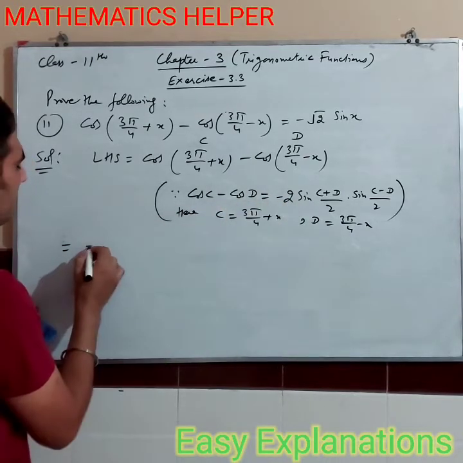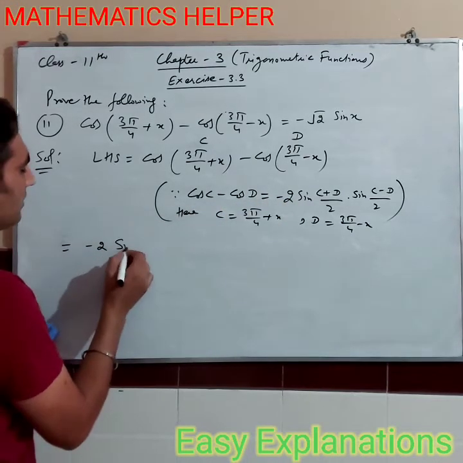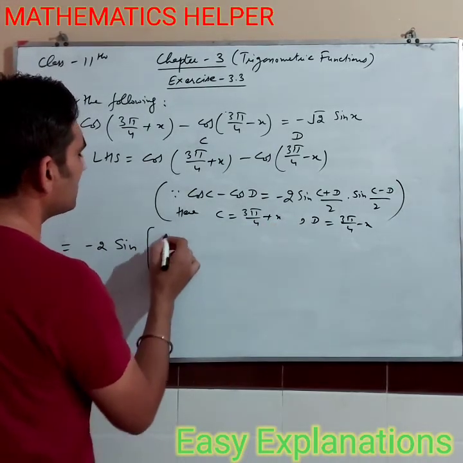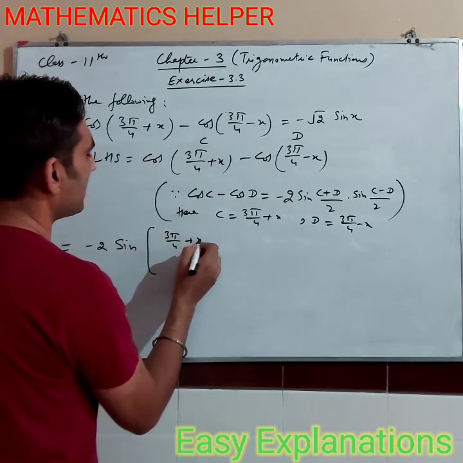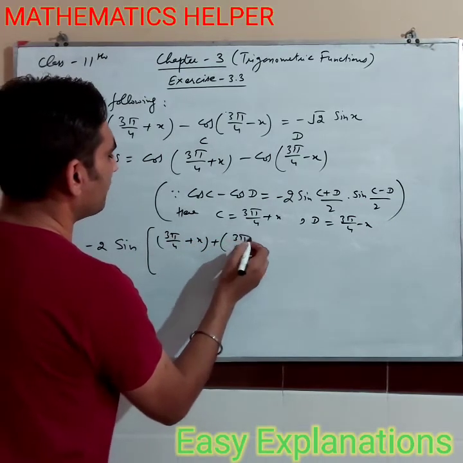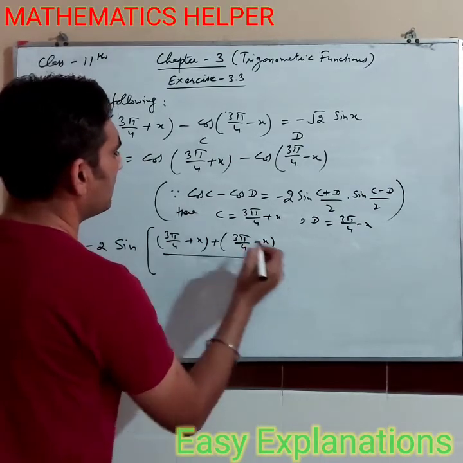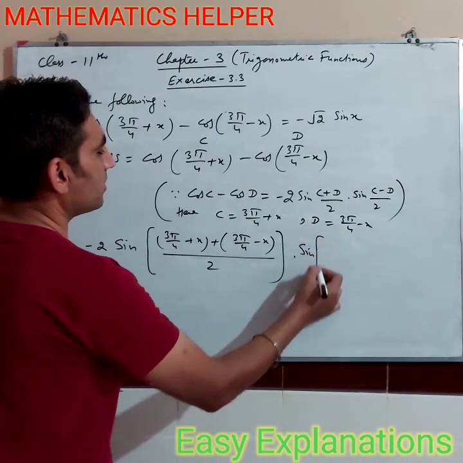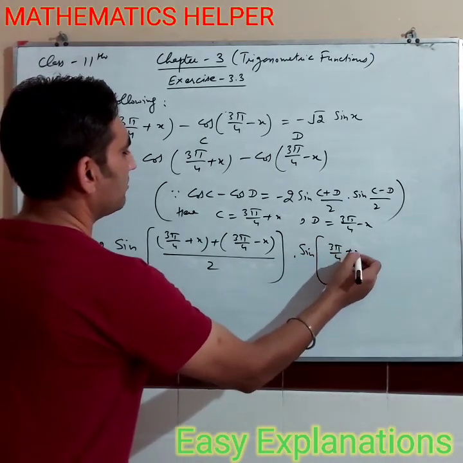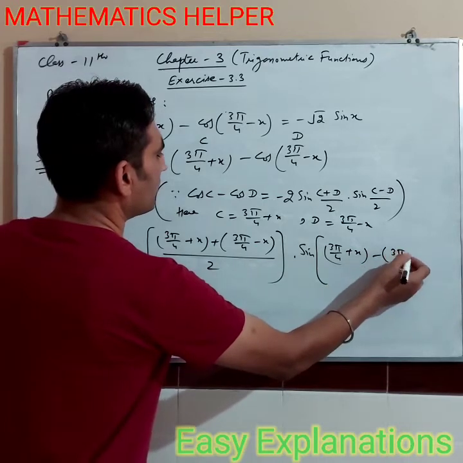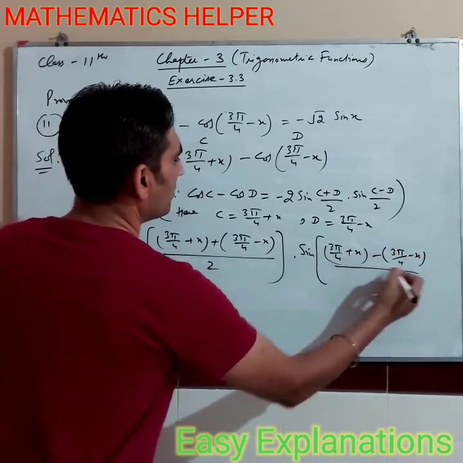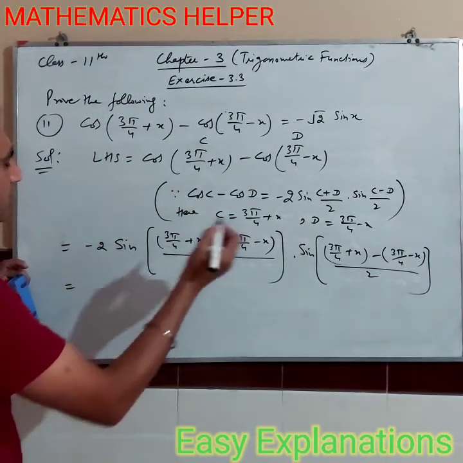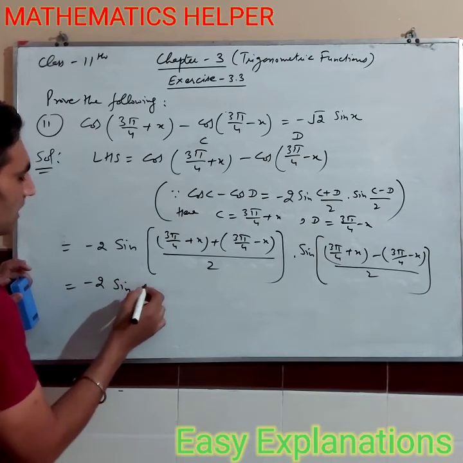Let's use it. See what is given. According to this formula, it should be minus 2, then sin of the sum of angles over 2. What are the angles? C and D. We have to add these: (3π/4 + x + 3π/4 − x)/2, and into sin of the difference of these angles, (3π/4 + x − (3π/4 − x))/2. So the situation is like this now. We have to open these brackets. See what is the calculation of this.